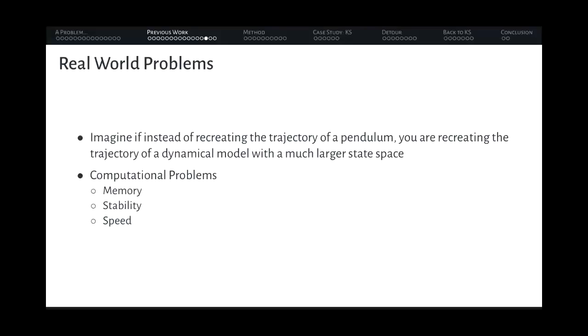What if instead of looking at the trajectory of a pendulum, that ODE just involves, you know, two state variables? We've got something with a much larger state space. So in my case that we're going to talk about later, the state dimension's just about 1,000. Not completely insane, but will involve some computational problems if you try and do it the traditional way. So the three that come up: memory, stability, and speed. Often if you're trying to keep a lot of the matrices involved in memory, you can kill a very small machine. I can kill my laptop easily on these problems.